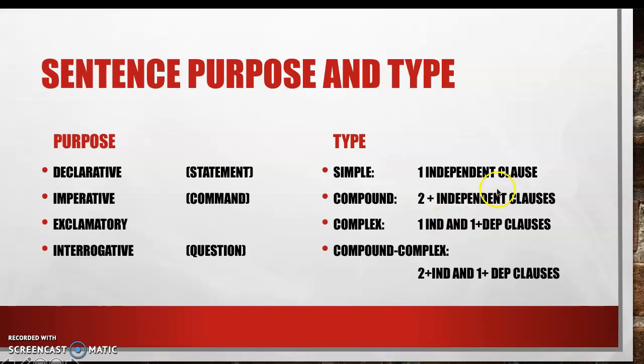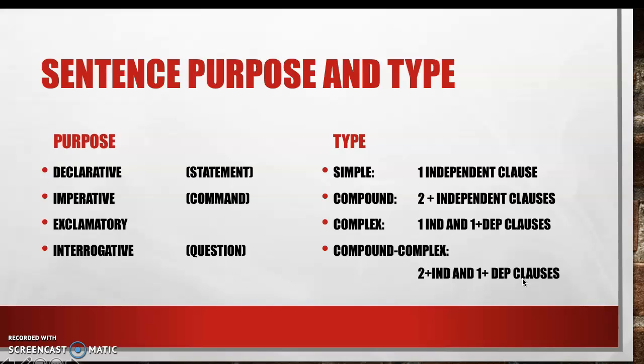Now, sentence type is also extremely important for you to understand, the types of sentences that you encounter, the types of sentences that you write. So a simple sentence has one independent clause. A compound sentence has two or more independent clauses. A complex sentence has one independent and one or more dependent clauses. And a compound-complex sentence has two or more independents and one or more dependent clauses.